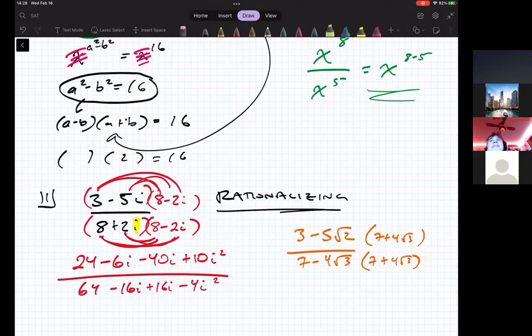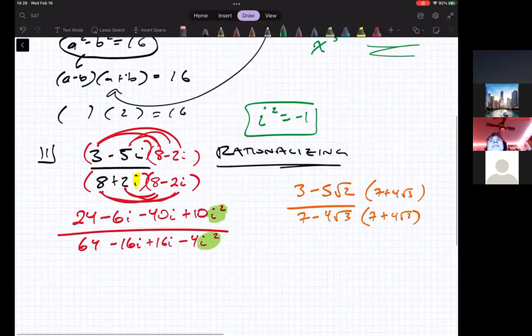If you remember, this is the big one, i squared is equal to negative 1. You need to recall that for imaginary numbers. i squared is always equal to negative 1. So the other thing I want you guys to catch is on the denominator, something very special happens. These two cancel. And then this i goes away. And that means all of the i's went away in the denominator. That's why I have to remember multiplying by the conjugate.